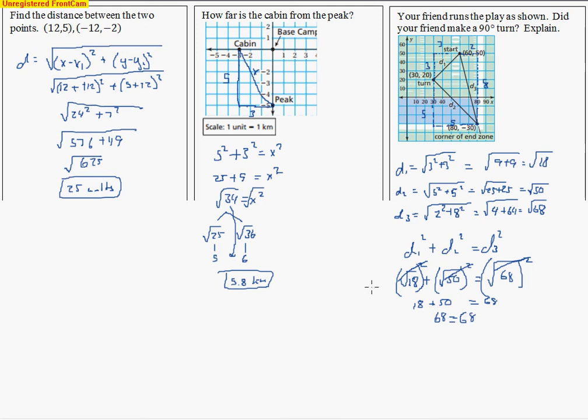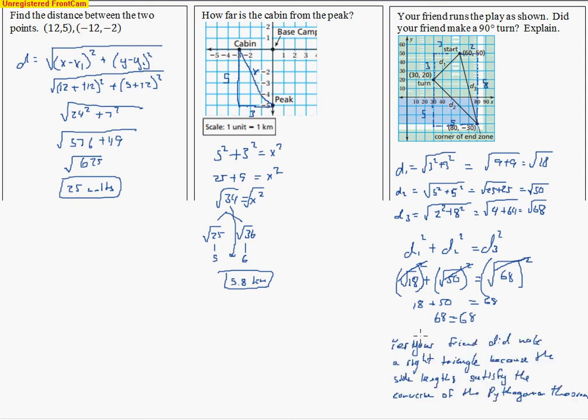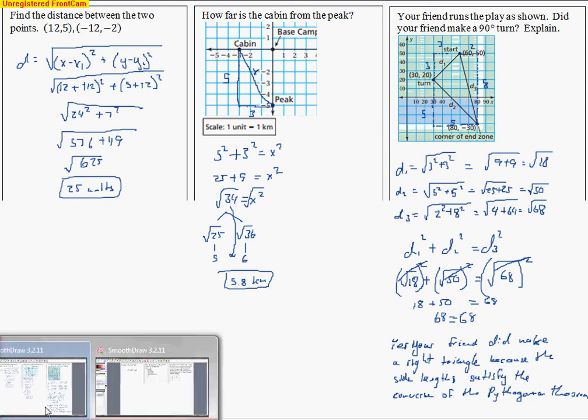So here's the phrase that we'll end up using to explain our answer. And I'll write it in here. So what I said here is, yes, your friend did make a right triangle. And they made a right triangle because the side lengths satisfy the converse of the Pythagorean theorem. So let's take a look at the last three problems.